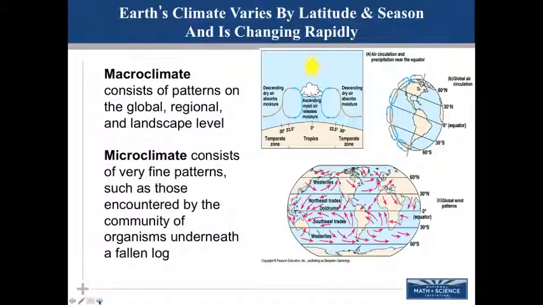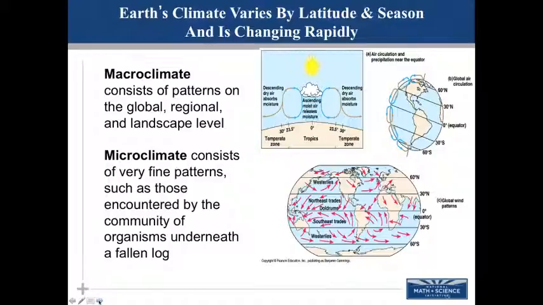So the Earth's climate varies by latitude and season, and we have these macroclimates, which consist of patterns on a landscape level, regionally or globally. So this is really big when we talk about a macroclimate. Then we have the microclimate, which looks at the patterns that you're going to encounter at the community level. So like underneath a fallen log, what does the microclimate look like?